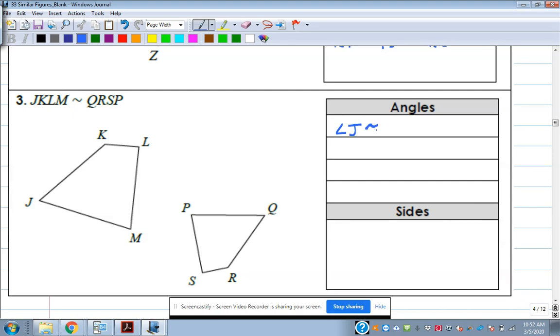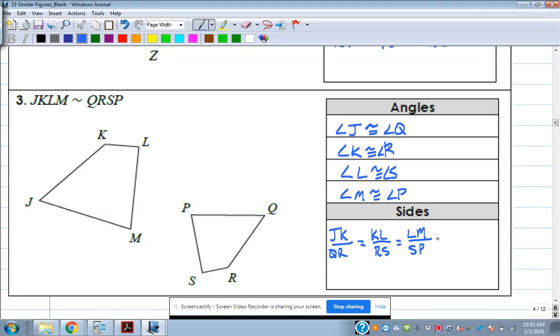Angle J, Q, angle K, R, angle L, S, angle M, angle P. Now, we should have four ratios to deal with here on the sides. So I'm going to start with JK over QR, and then KL over RS, LM over SP, and last one would be JM over QP. All those in ratio. I was looking at the sides to try to figure that out, but it's just.